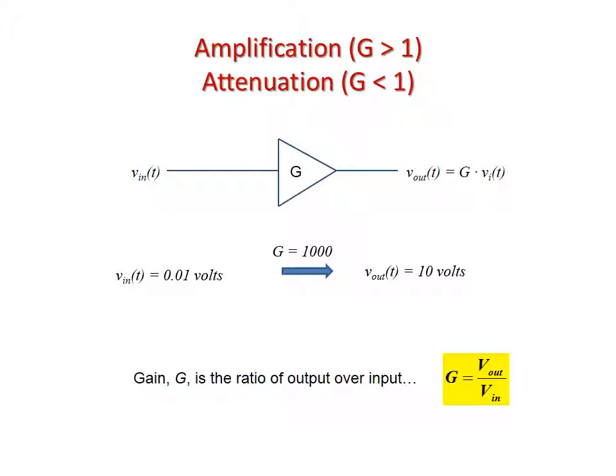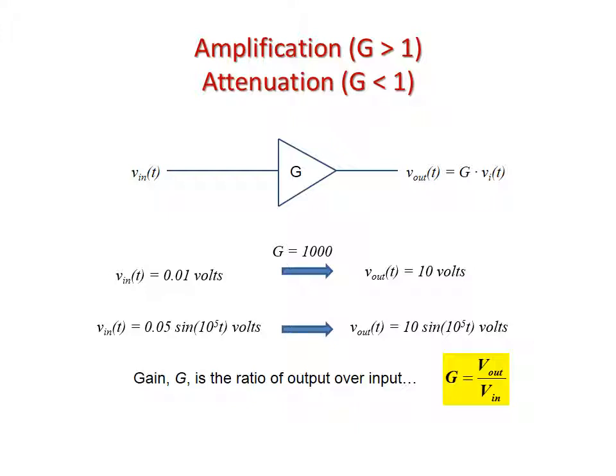So if I have a very small signal, coming from a muscle, or a headphone jack on an iPod, and I'm getting a signal of around 0.01 volts, and I want to make it up to 10 volts so my speaker can use it, I'm going to have an op amp with a gain of 1,000.